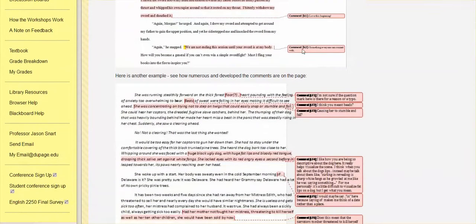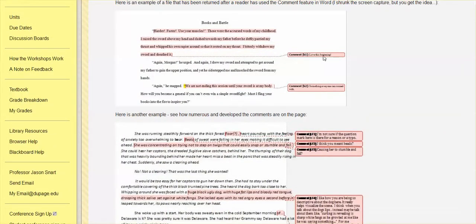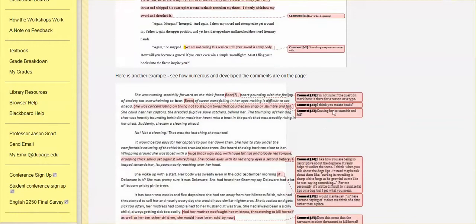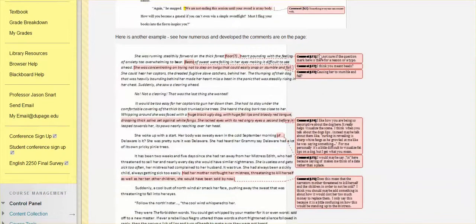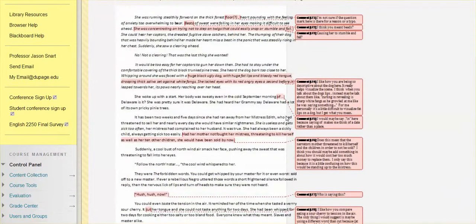And notice again, it's not just 1 or 2 comments, it's pretty consistently throughout. It's about sentence level things, it's about little passages, and these are just obviously examples. I don't expect you to be able to read these, but just to see how busy the commenting is and how intense it is.